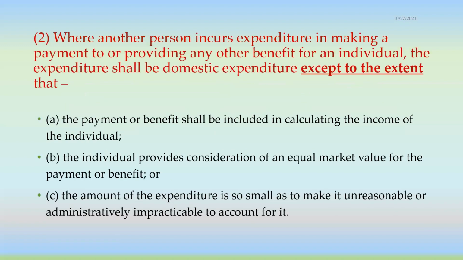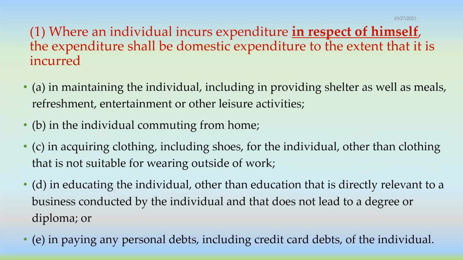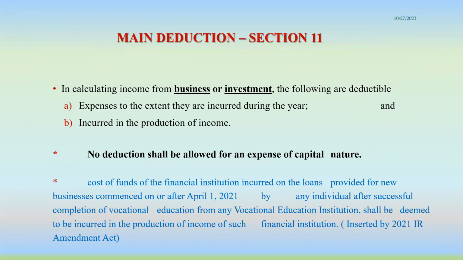Okay. Then I have explained these three most important expenditures. Under section 191, you can refer to these domestic expenses from section 197 of the Inland Revenue Act. I have categorized these expenses into three. Actually, those expenses are already categorized in the Act, that is subsection 1, subsection 2, and subsection 3. You can refer to the Act, read it carefully, and understand that.